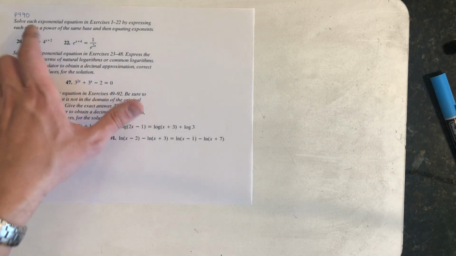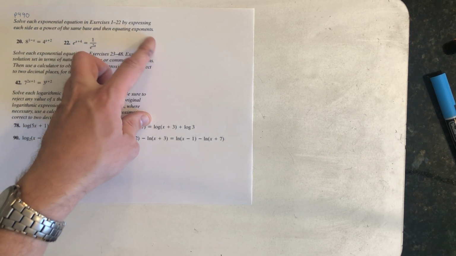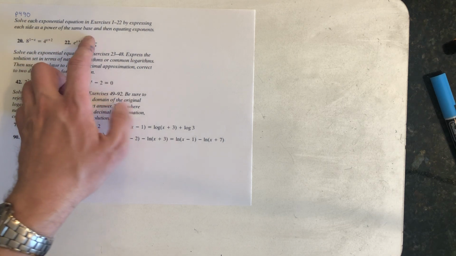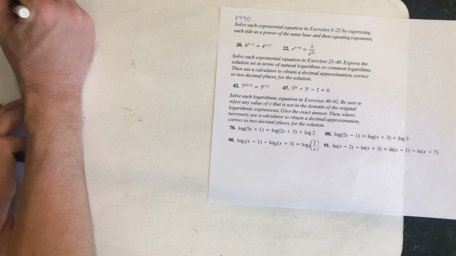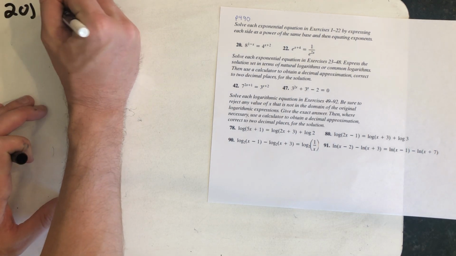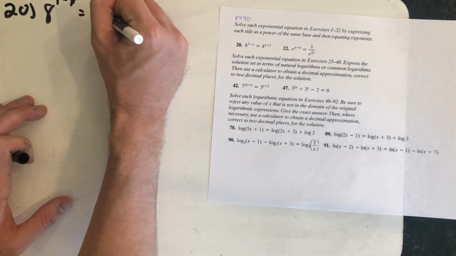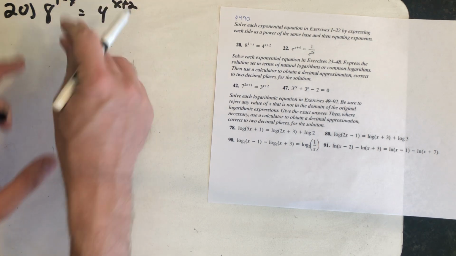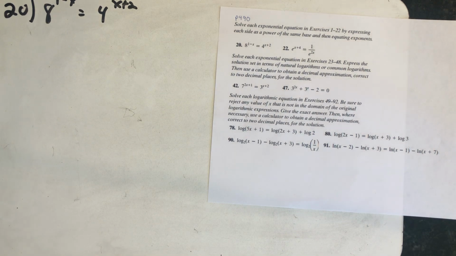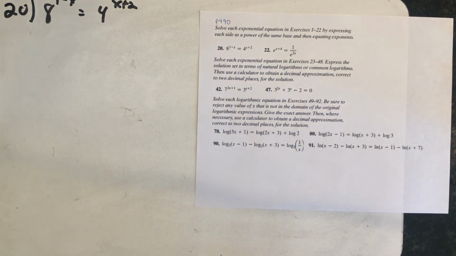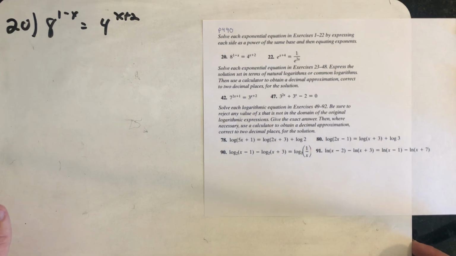The instructions are: solve each exponential equation by expressing each side as a power of the same base and then equating the exponents. To me, when I see this problem, this is the approach I want to use because I know 8 and 4 can both be powers of 2. So even if the instructions didn't say to write each side as a power of the same base, I'd probably do it this way anyway.